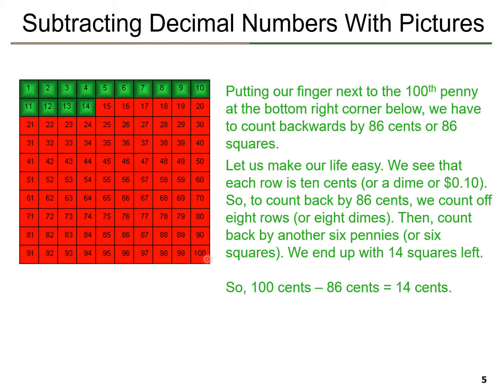Okay, let's start over. Start at 100, subtract off 10 cents, we are here. Subtract off another 10 cents, which is 20 cents, we are here. 30 cents, 40 cents, 50 cents, 60 cents, 70 cents. If we subtract off 80 cents, we end up on square 20. But we want to subtract 86 cents, so we have to subtract off another 6 pennies. 1, 2, 3, 4, 5, 6. We end up on square 14. So 100 cents minus 86 cents is 14 cents or 14 pennies.